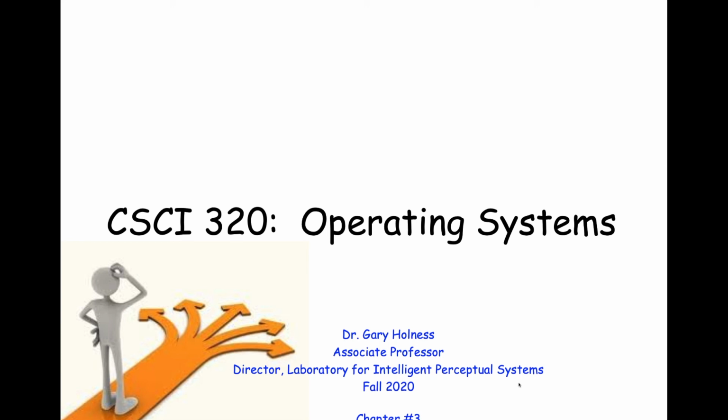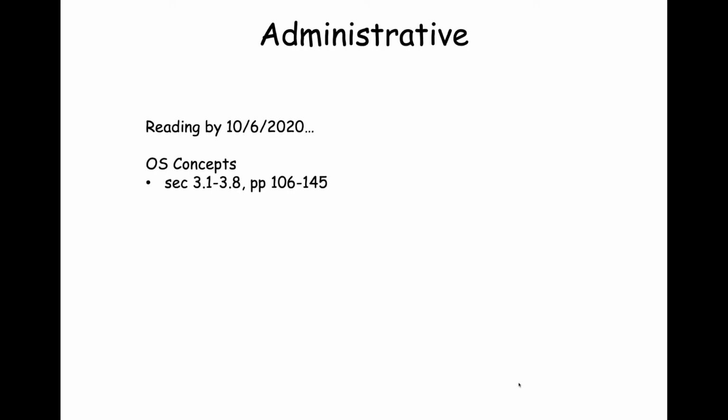Before we begin, a few administrative bits. The reading has changed or has been added to by the 6th of October. Please make sure you are reading through sections 3.1 through 3.8. That's page 106 through 145 in the OS Concepts book. The previous reading assignment, and it's all on the Blackboard site for the course, is due by the 24th. This is not a lot of reading if you space your time out and do a little bit, 1 hour every day.